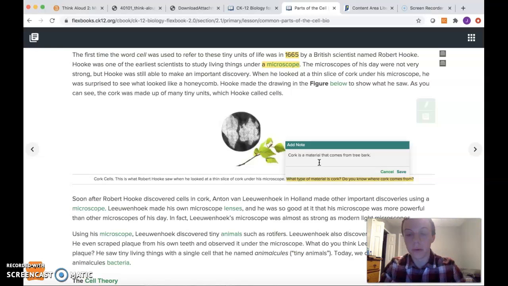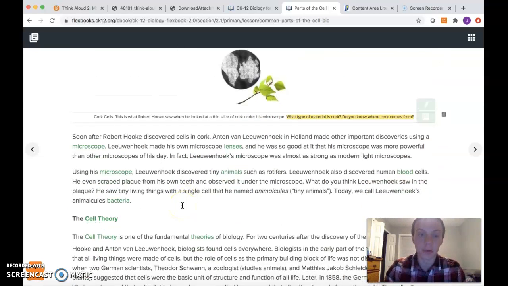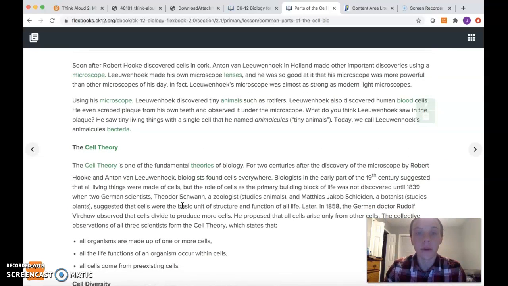Tree bark. And so it's a type of plant tissue. Soon after Robert Hooke discovered cells in cork, Anton van Leeuwenhoek in Holland made other important discoveries using a microscope. Leeuwenhoek made his own microscopic lenses, and he was so good at it that his microscope was more powerful than other microscopes of his day. In fact, Leeuwenhoek's microscope was almost as strong as modern light microscopes.